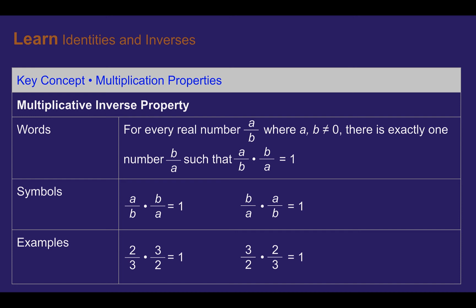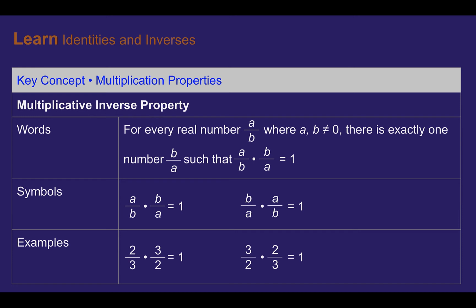Third, the multiplicative inverse property. So if you have a number, then multiplying by its reciprocal will give you 1. So every number a over b, as long as b is not 0, because you cannot divide by 0, there's one other number, b over a, its reciprocal. Multiplying those together will equal 1. It might be more difficult to understand in the symbols, so let's look down at our numerical examples.